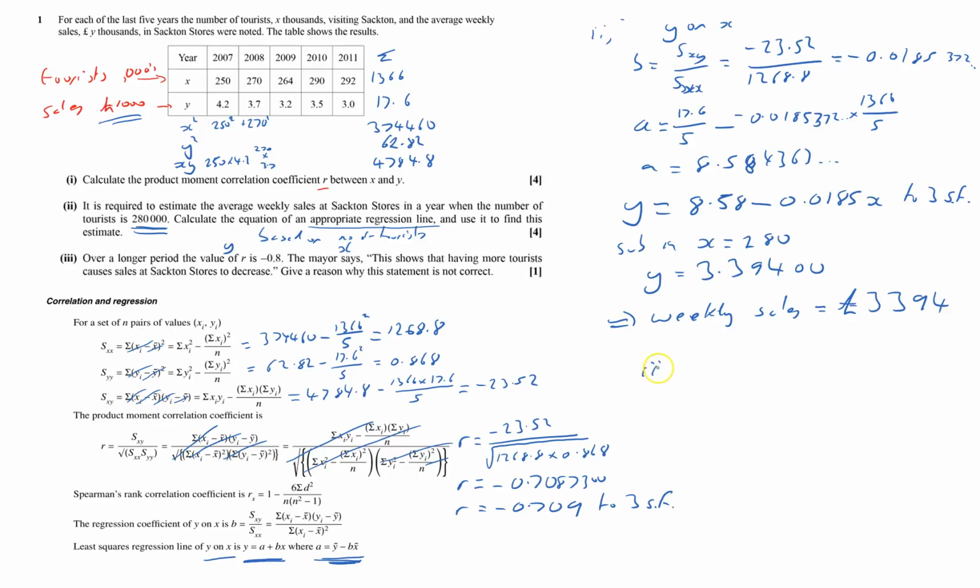And part 3. Over a longer period, the value of R is minus 0.8, which shows that having more tourists causes sales at Slackton stores to decrease. Well, it might do, but we can't say it, because the important thing is that correlation does not imply causation. It might do, but we don't know that it's actually caused by it. So that's question 1 done.